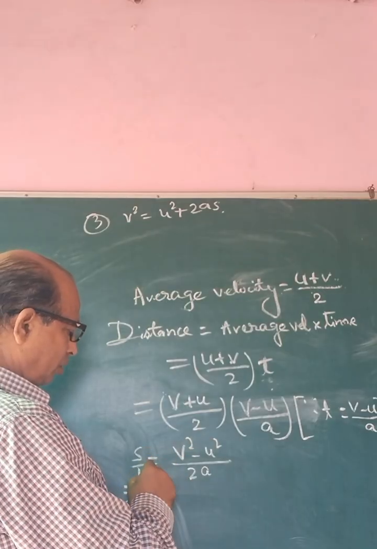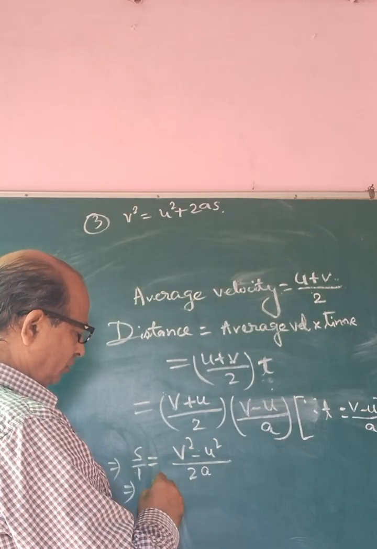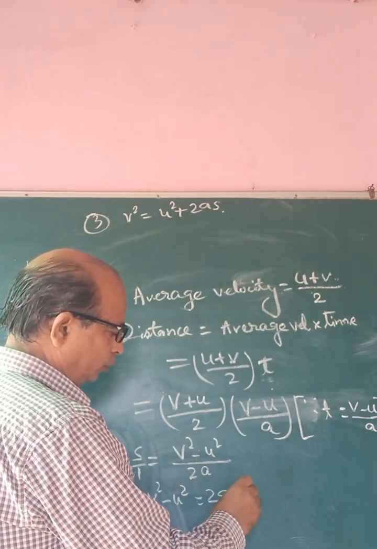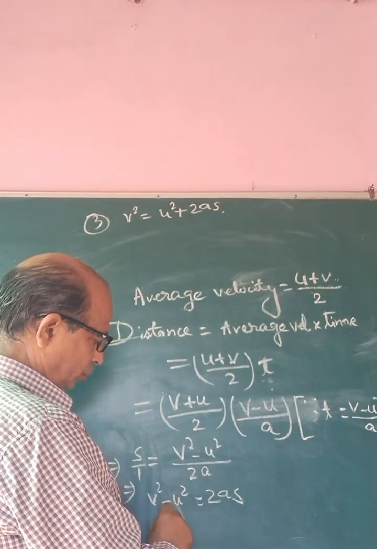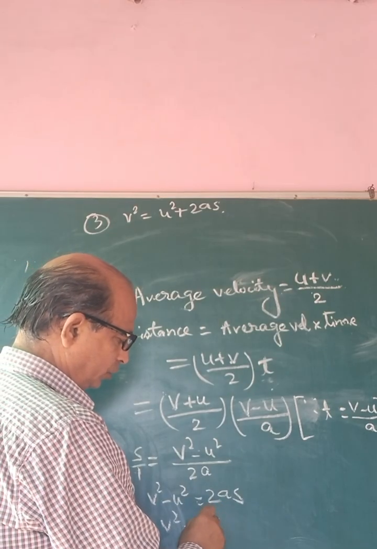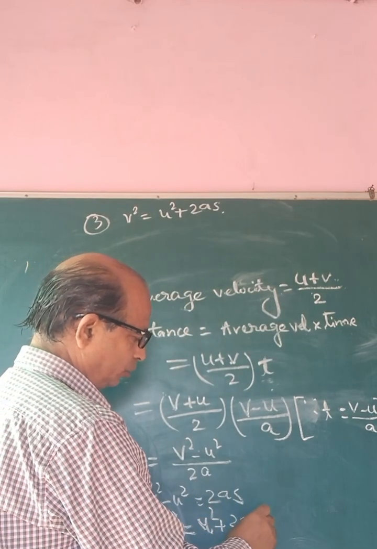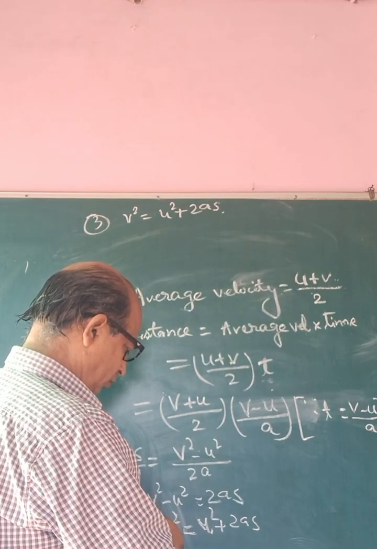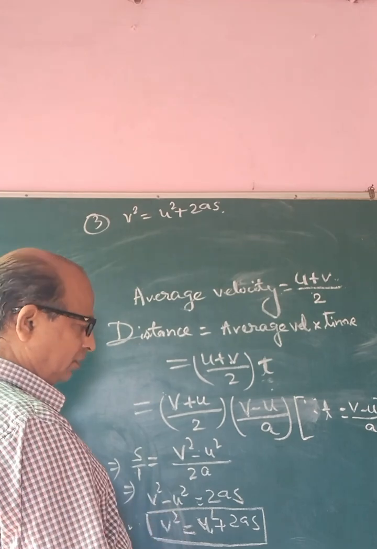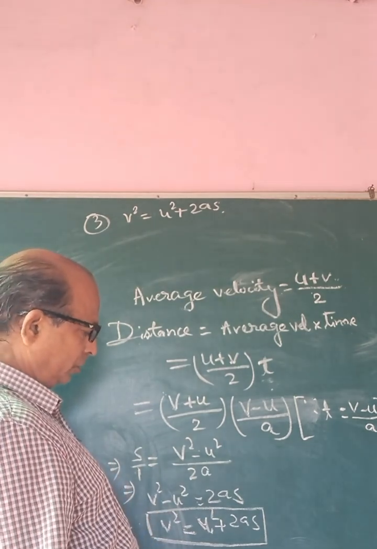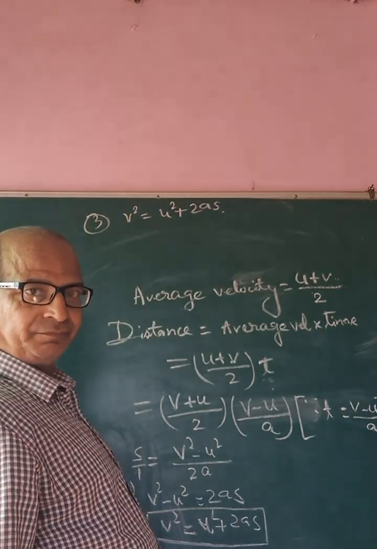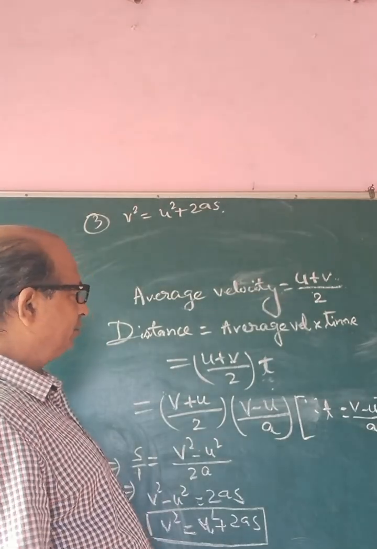So on cross multiplying we get v square minus u square is equal to 2a into s. Therefore v square is equal to u square plus 2as. So this is the final equation of motion. These are the alternative proofs of the equations of motion. So take a screenshot and try to understand.